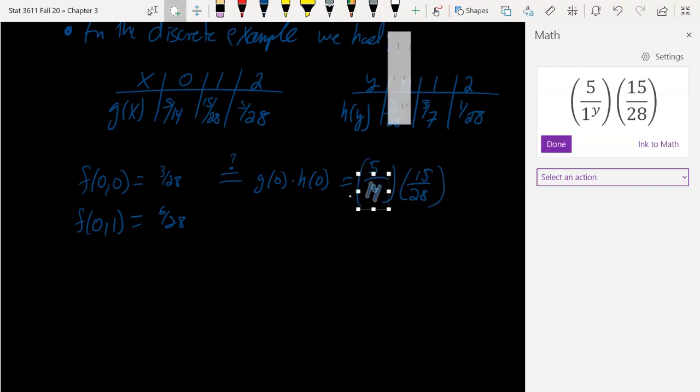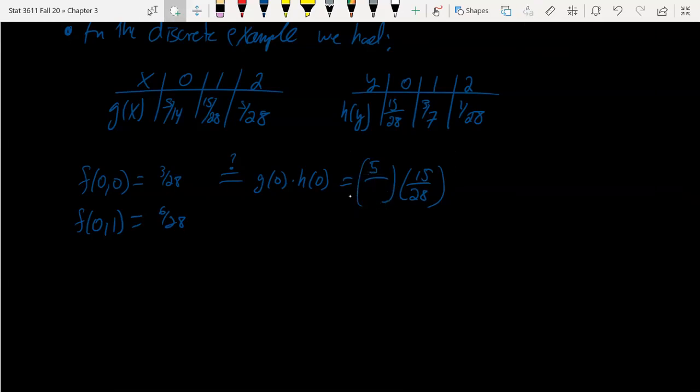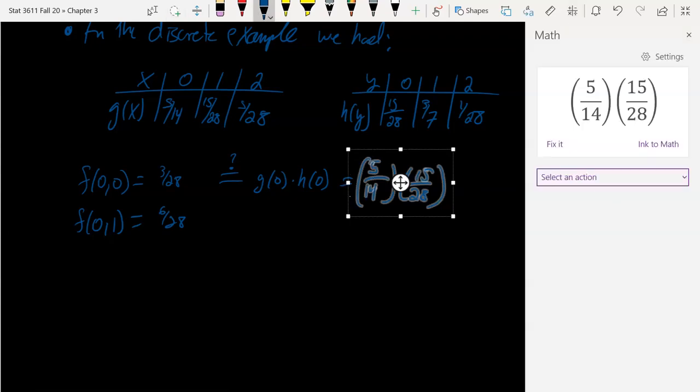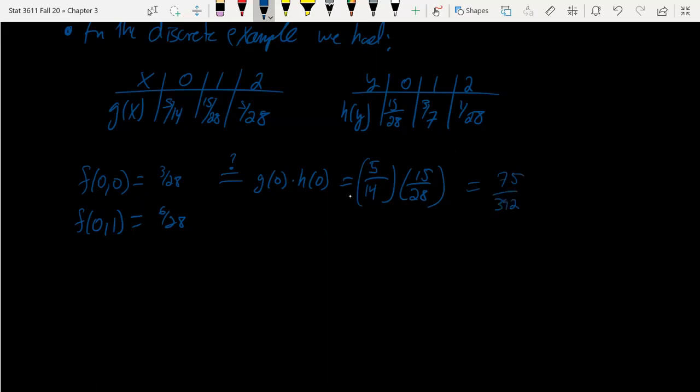Let's make this 14. It's not going to let me fix it. Let's just rewrite that real quick. I don't have a calculator on me, so 14. What is this equal to? Evaluate. 75 over 392. This is not equal to 3/28, right? Not equal to 3/28. So they are not independent, and you can stop there, right? They are not independent. You can stop there. Okay, you don't need to do any more.